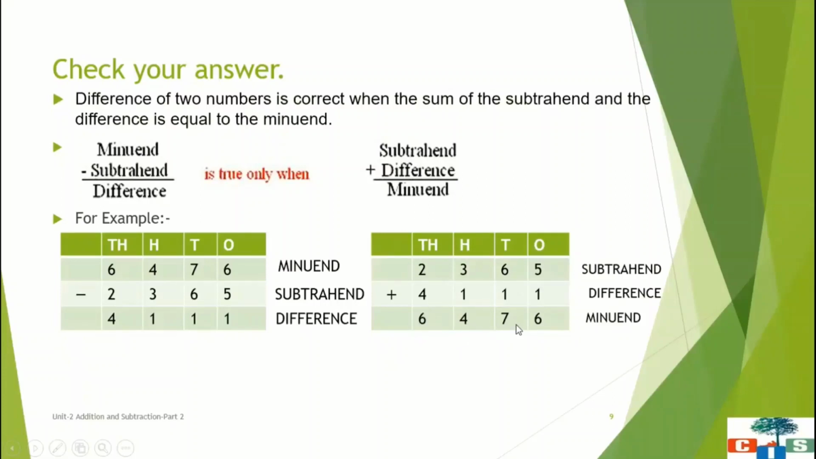So 6,476. This is our minuend. It means that our subtraction is correct. So scholars, remember, for checking your answer you have to add subtrahend and difference. Okay.